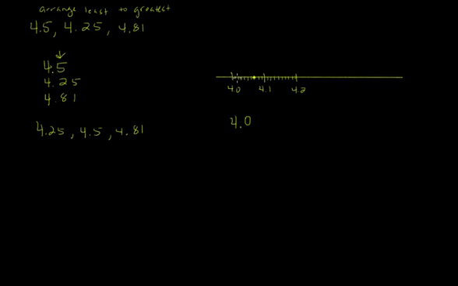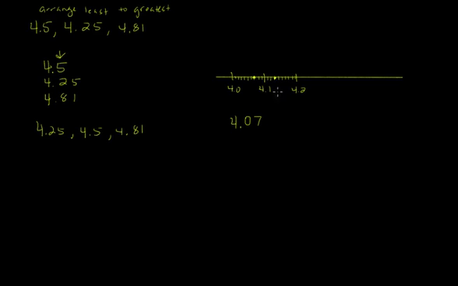1, 2, 3, 4, 5, 6, 7. It's at the 7th spot. 8, 9. So it's 7 hundredths. Our number on that number line is actually 4.07, 4 and 7 hundredths.